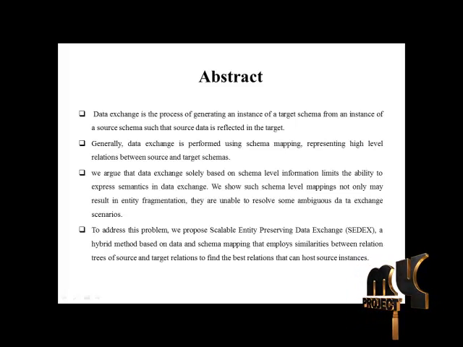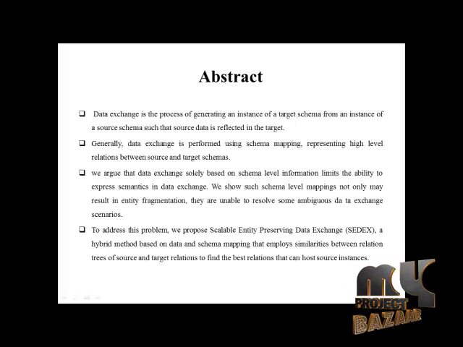Here the communication will be done between the source and the target schemas, and the data will be interchanged. Generally, data interchange is performed using schema mappings representing the high-level relations between source and target schemas. Here we argue that data exchange based on schema-level information limits the ability to capture semantics in data exchange. Schema-level mappings may also result in entity fragmentation.